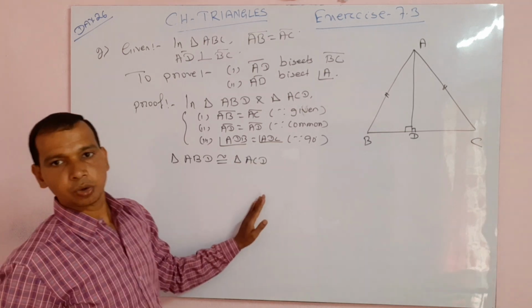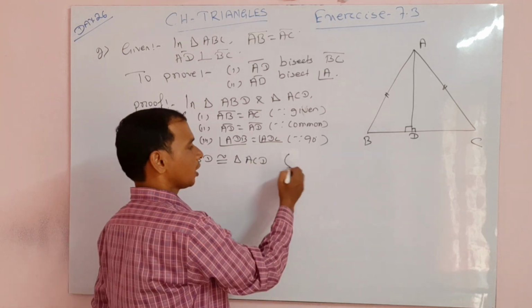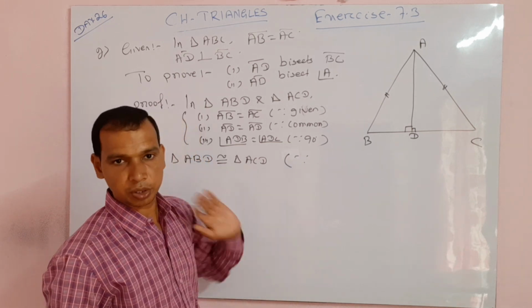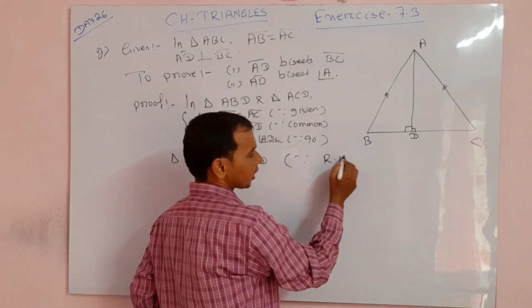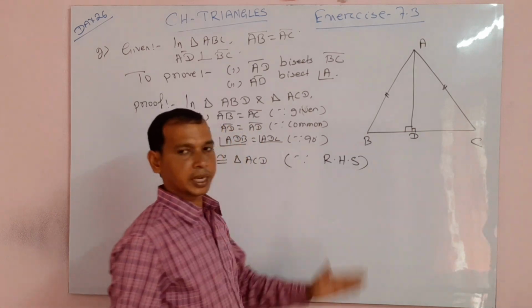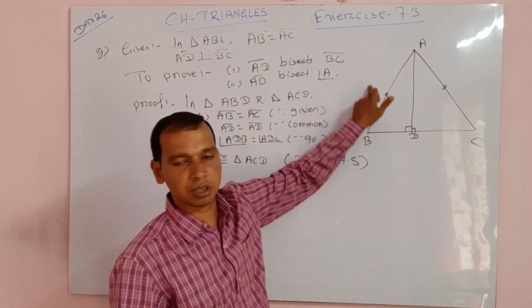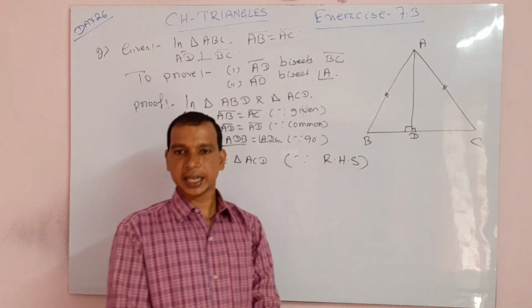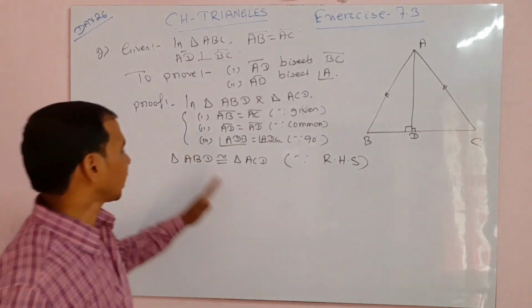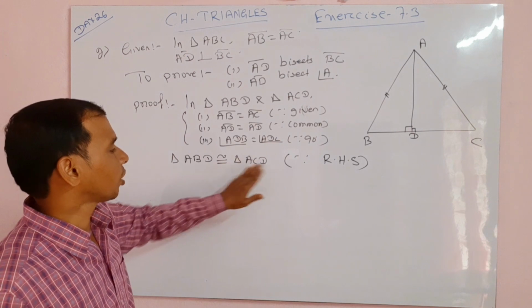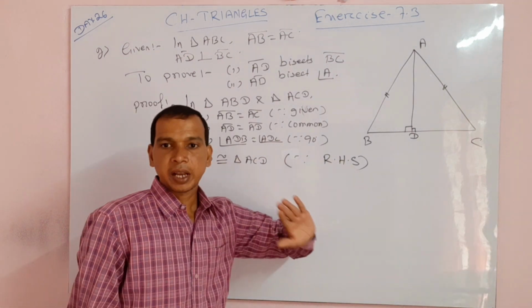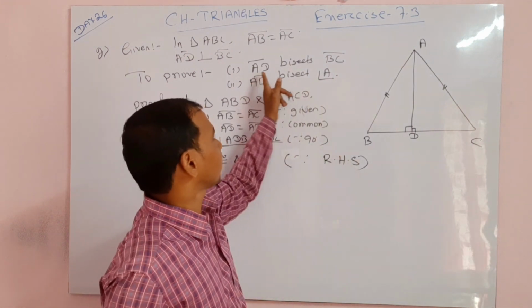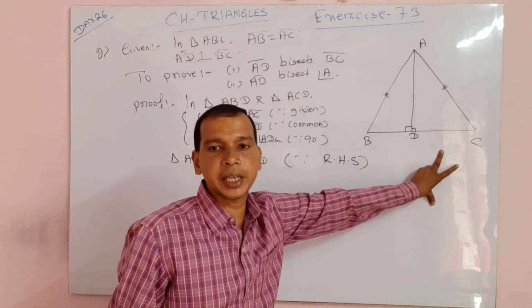ABD congruent with the ACD. Okay, because ABD is congruent with ACD because of RHS congruence criteria. Right angle, the front side here is the hypotenuse, and this one is a side. So by RHS congruence criteria, triangle ABD is congruent with triangle ACD. As the two triangles are congruent, here BD is equal to CD.